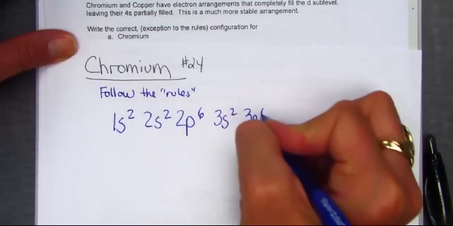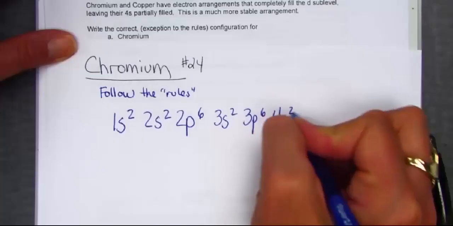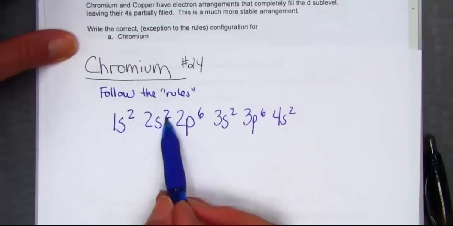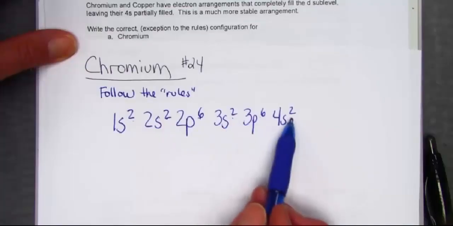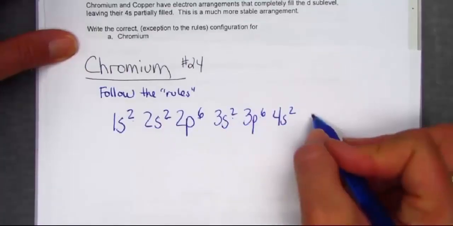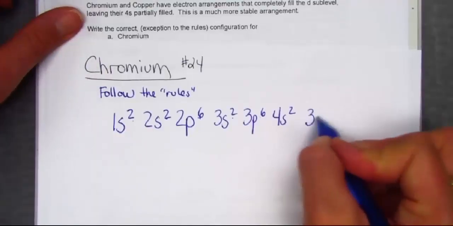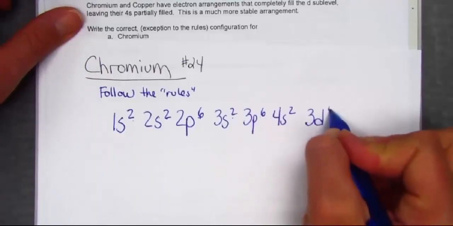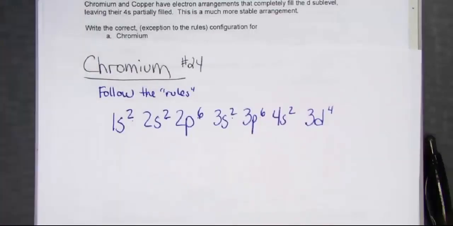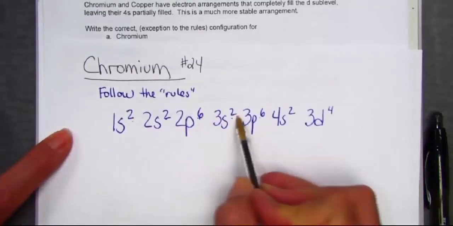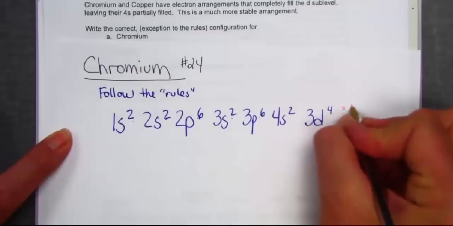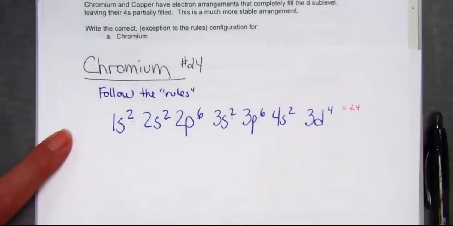3s2, 3p6, 4s2. Let me count. 2 and 2 is 4, 6 gets me to 10, 12, 18, 19, 20. After the 4s, we begin to fill the 3d. We have 4 to place into that 3d sublevel. And remember, 2, 2, 8, 10, 12, 18, 20, 24. So the superscripts do indeed count for all 24 electrons.